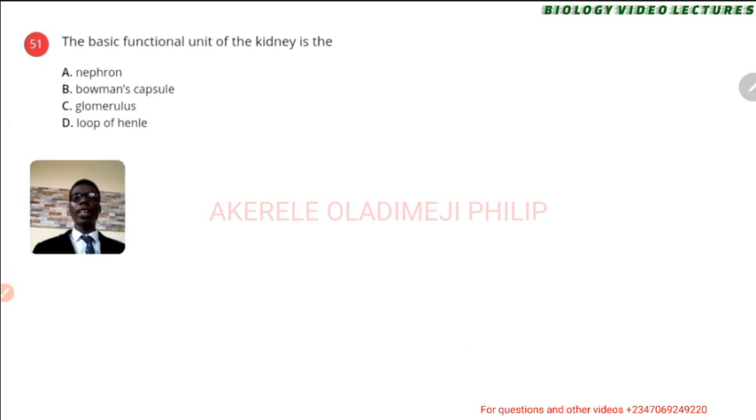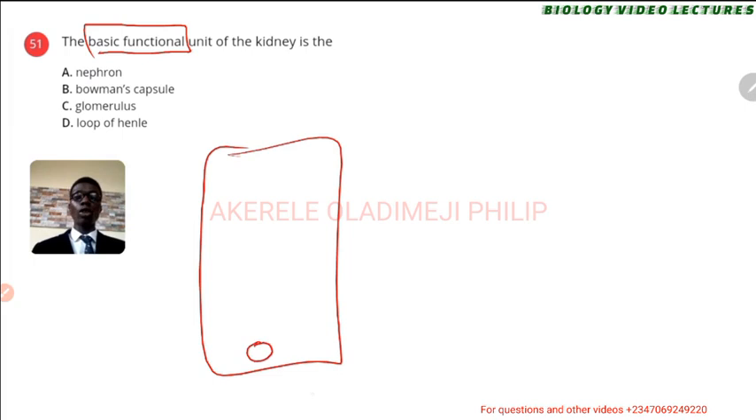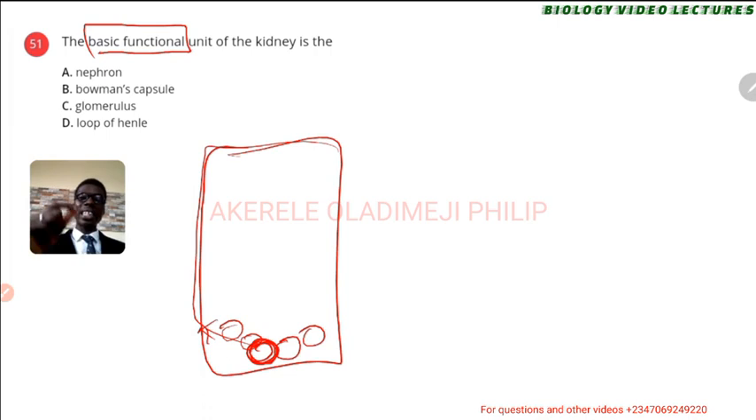The basic functional unit of the kidney is, please, anytime you hear this phrase, basic functional unit, it means that structure is what does the major work in the structure. If I say this is a box, and this small circle is the basic unit of this box, it means that what this box is known for is majorly done by the small circle. Number two is that all of these small circles put together will make up this box. So the smallest unit is put together to form that whole structure, and each of those small tiny structures does the major function of that bigger structure.